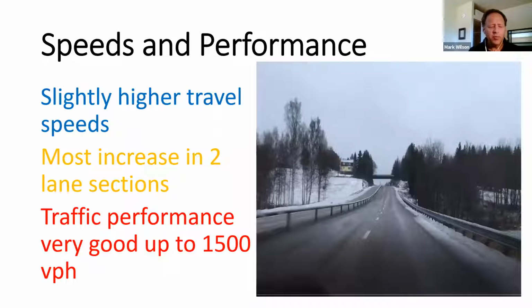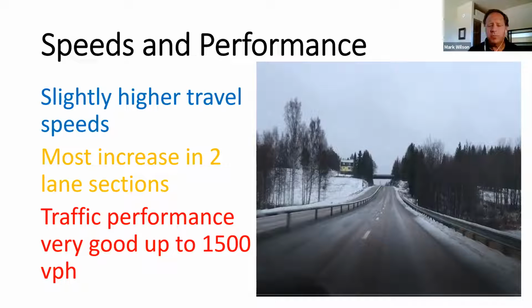The speed and performance has also been studied in various reports that are referenced because 2+1 roads have been around for a while now. And generally 2+1 roads have seen slight speed increases over their 13-meter roads. And most of these increases are on the 2-lane passing sections. Posted speeds are 100 kilometers in most situations. And the traffic performance is very good, up to approximately 1,500 vehicles per hour.